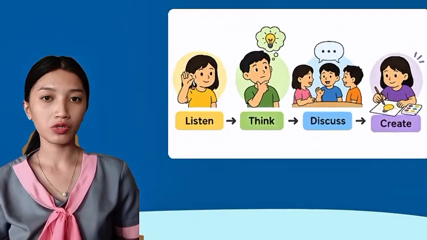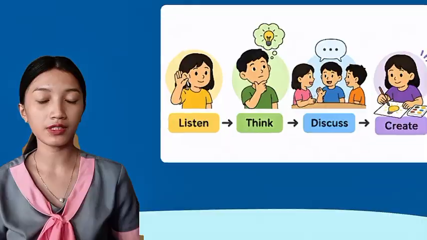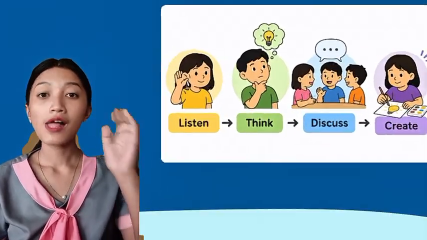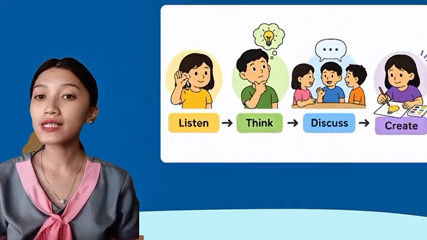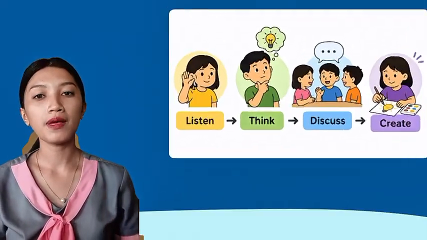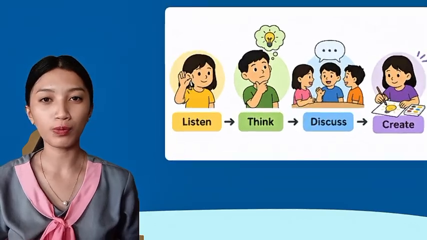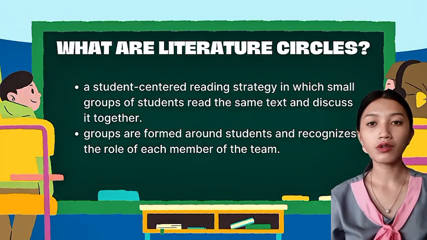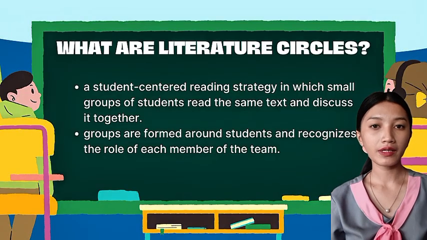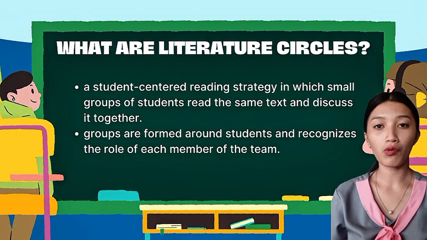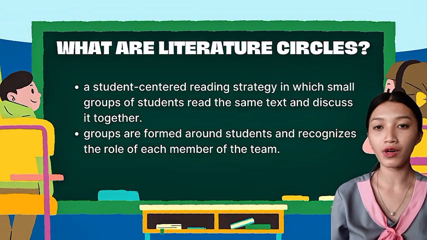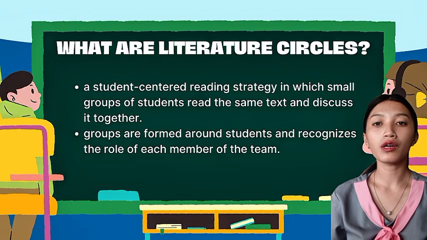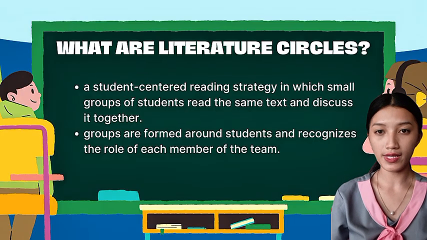But why is literature circles an active learning strategy? Because students do something more than just listening. They think about their learning, discuss ideas, solve problems, and create a creative output. But what really is literature circles? Literature circles is a structured, peer-led discussion in which learners read the same text and perform different roles. These roles rotate so that every learner contributes in various ways.